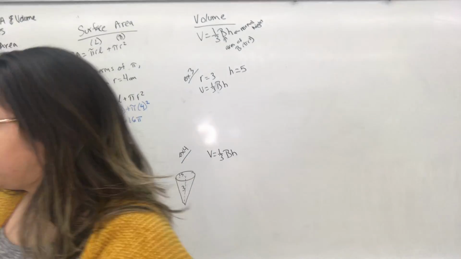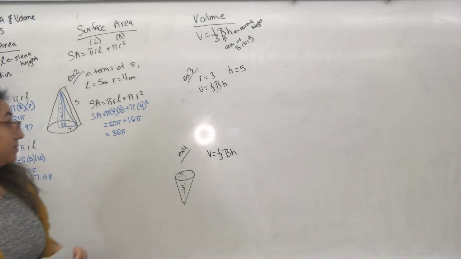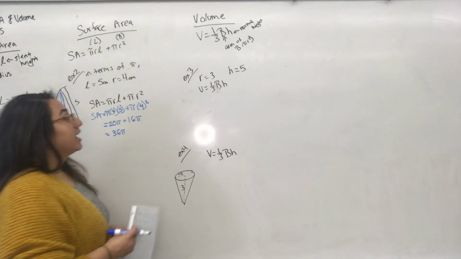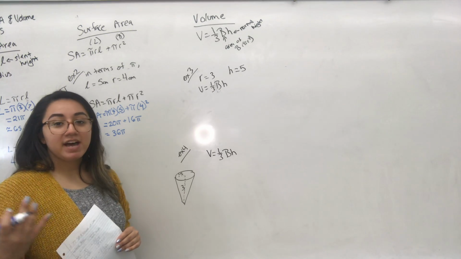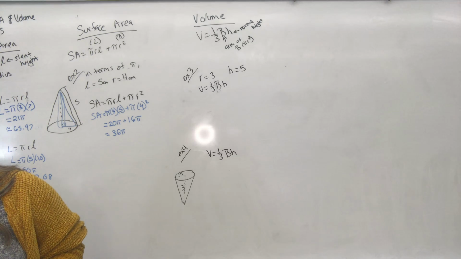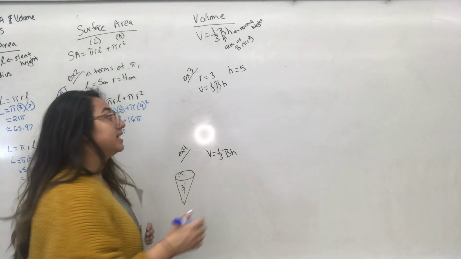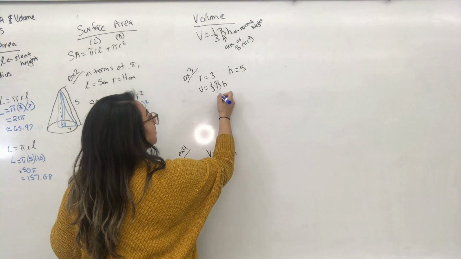So example 3, they don't have a picture drawn out for you, and I did not draw the picture out. Here we have the radius being 3, the height being 5. We have to find the volume, and for this, the height is actually 5, so it's not the slant height. They will specify if it's slant height. So volume equals 1/3 times base times height.